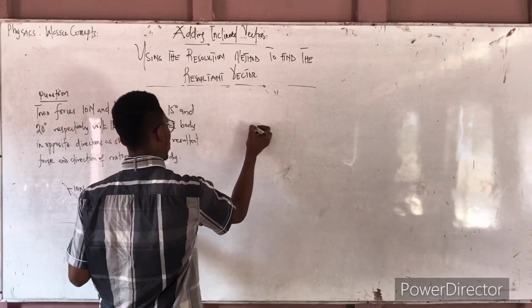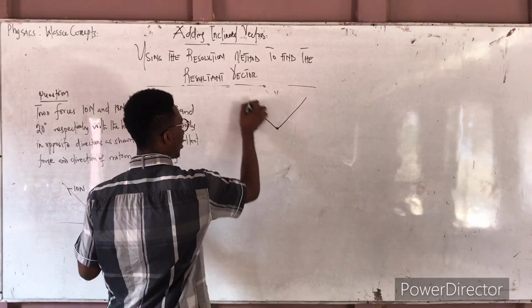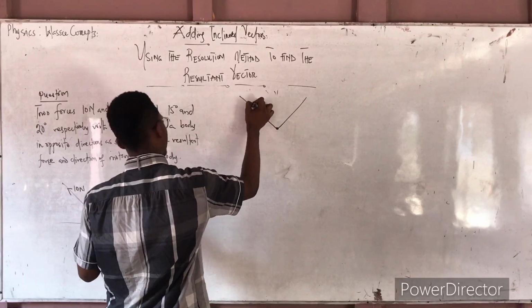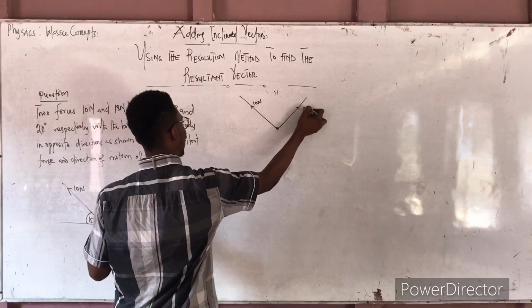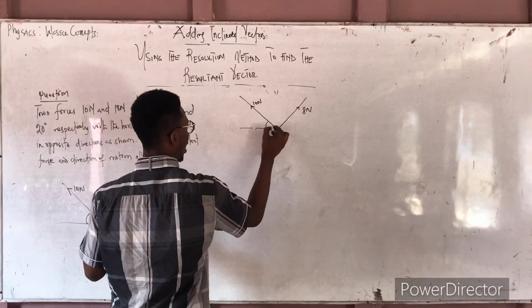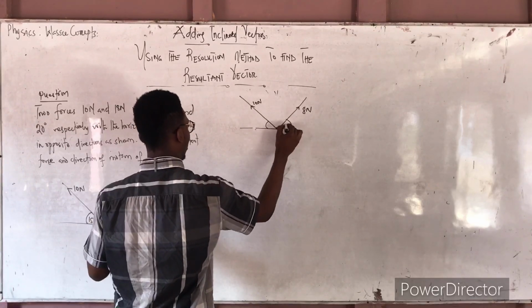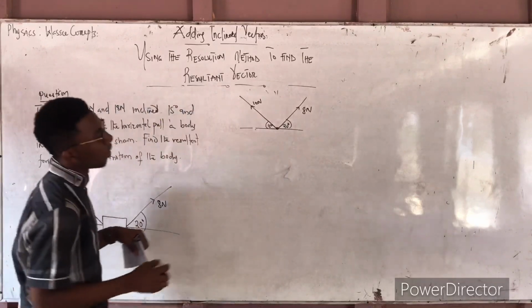So we have to find the resultant force. If you take the point where they meet as the body, here is 10 newtons, and this place is 18 newtons. And you are making an angle here, this 20 degrees, this 15 degrees.